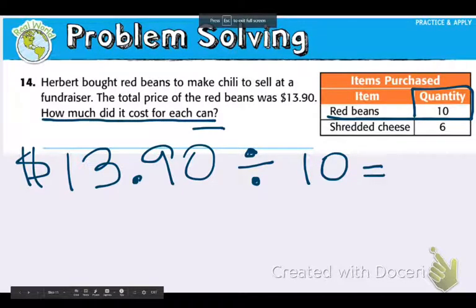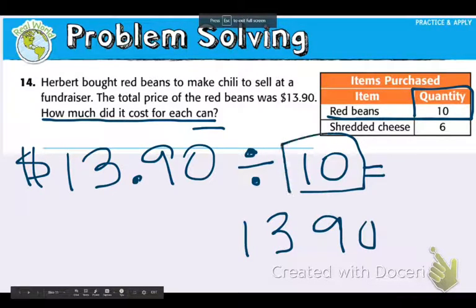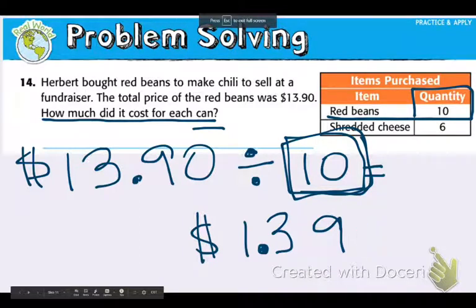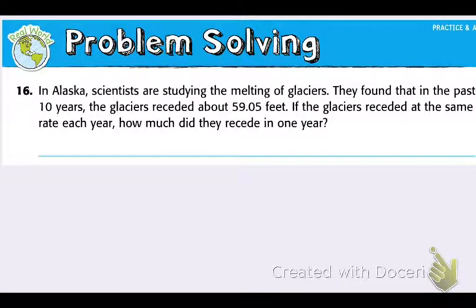How much was 1 can? Well, in order to figure out the price of 1 can, I need to move the decimal 1 place to the left. So right there. So how much did each can cost? Well, I don't have to put the 0 there. It has no value. Each can of red beans cost $1.39.